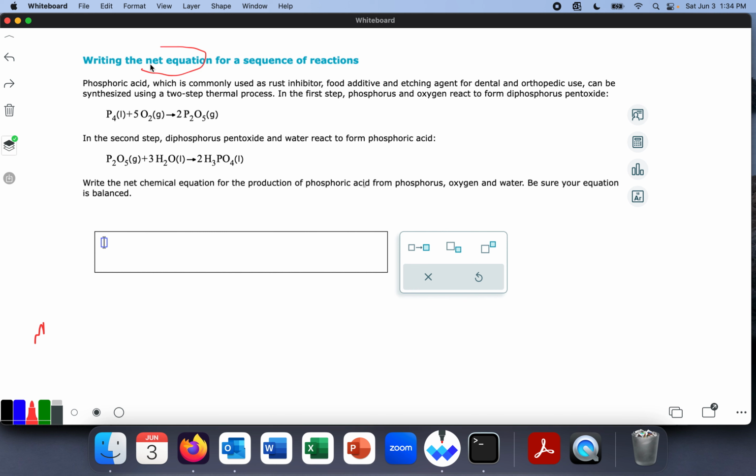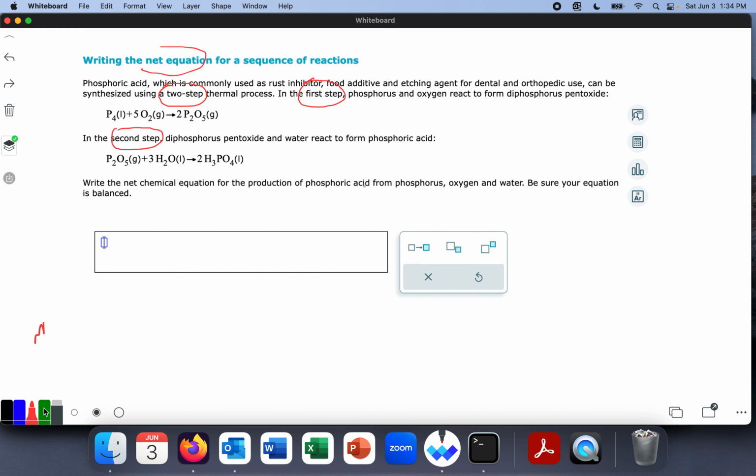So, writing a net equation for a sequence of reactions. Phosphoric acid, a rust inhibitor, food additive, and so on, can be synthesized using a 2-step process. The first step is here, and there's my second step. So I've got these 2 steps.